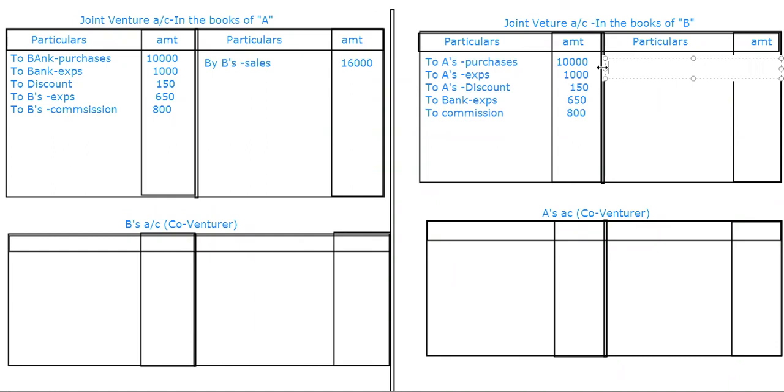And here he only made a sale, so that's why by bank sales 16,000. Now all the items we got. So please tell me, a profit or a loss? Profit, ma'am. 3,400. Yeah, 3,400 is a profit. And how they are sharing, ma? In the ratio of 3:2. They are sharing in the ratio of what?